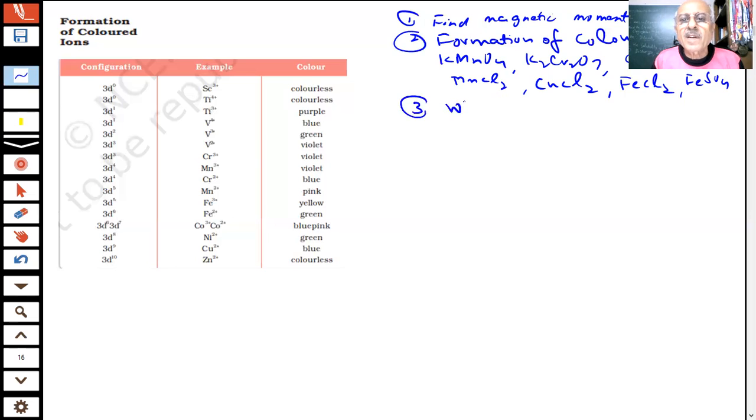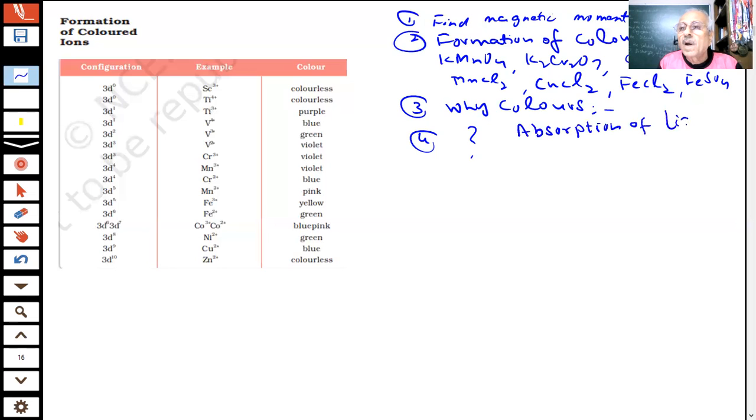Why are they forming colored compounds, students? Why colors? This is one of the important properties which we told you for the transition elements, that they form colored compounds, colored ions. What is the meaning of color? Why is the color coming? Color will always be there if light is absorbed in the visible region. There has to be absorption of light in the visible region.